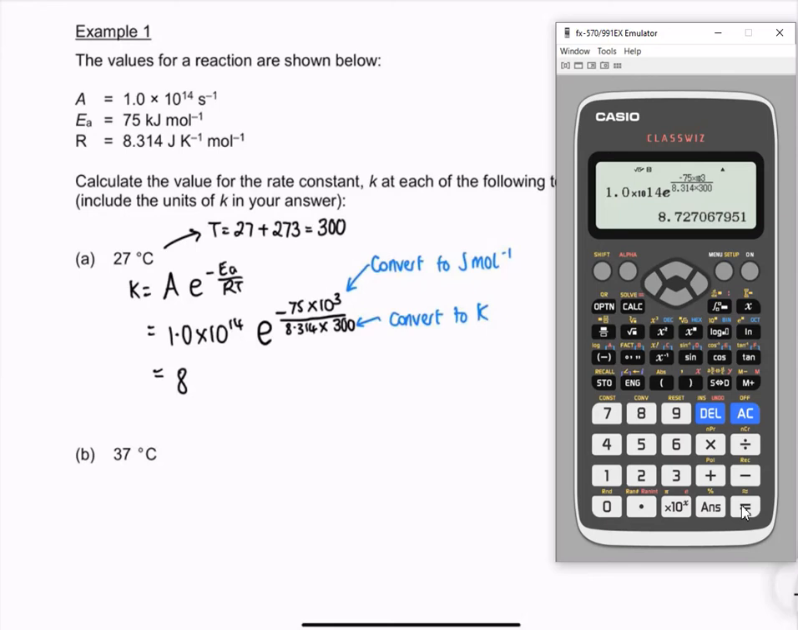And it's giving us a value of 8.727. Bearing in mind that we've been given EA and A to two significant figures, I'm just going to give my answer to 2. Then I think, what units does this have? Because I might be asked. And we remember that it has to have the same units as A.